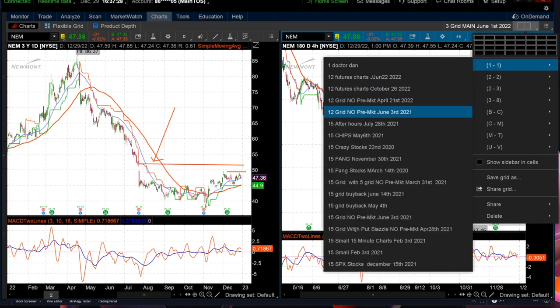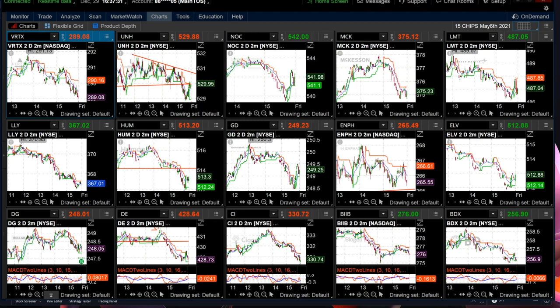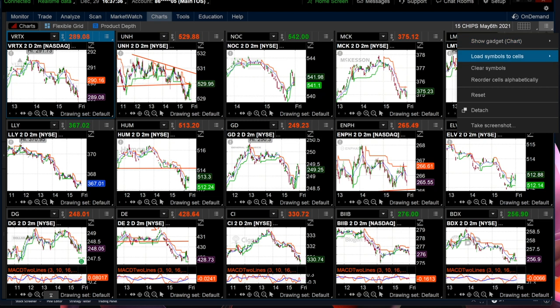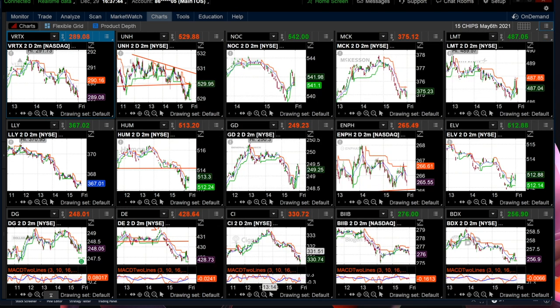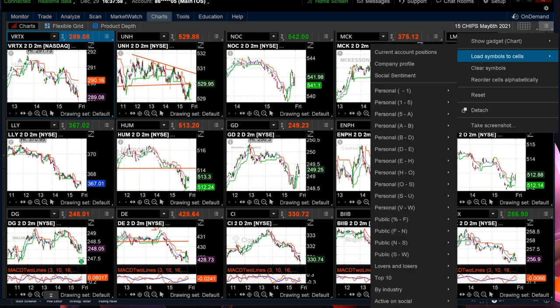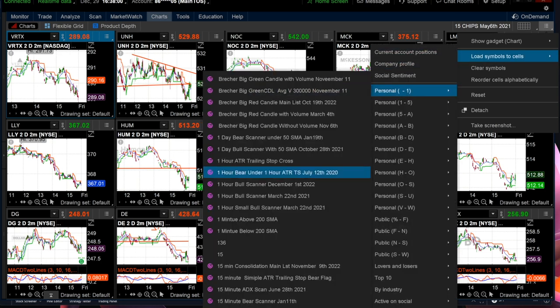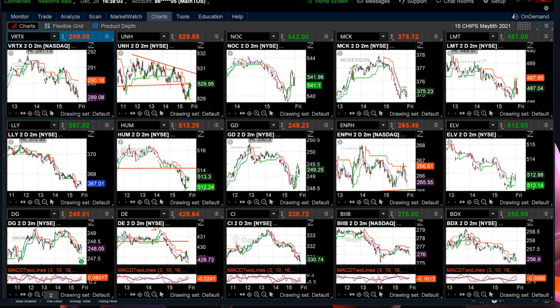So I'm just going to go over here, 15 I have in chips. Don't worry about that. Now what I'm going to do is go far to the right and load symbols to cells. And 15 better be in here. Remember, we made a watch list of 15. And there they are. So I loaded 15 of the most active expensive stocks that are up for the year. And I loaded them by going load symbols to cells. There. And those are part of them I'm going to watch tomorrow.